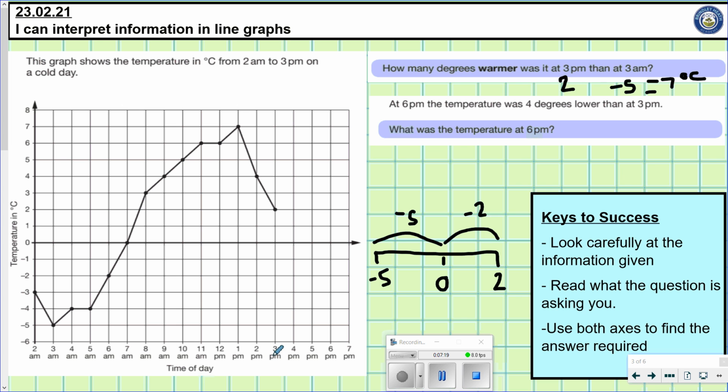So let's look at what the temperature was at 3 p.m. Right, so I find where that temperature touches that 3 p.m. line, and it's 2 degrees at 3 p.m. Okay, I can see that, I can draw a line across, it's 2 degrees. Now at 6 p.m. it's 4 degrees less than that. So I've got my 2 degrees and I'm going to count down 4. 1, 2, 3, 4, which takes me to -2. So at 6 p.m. the temperature must have been -2.